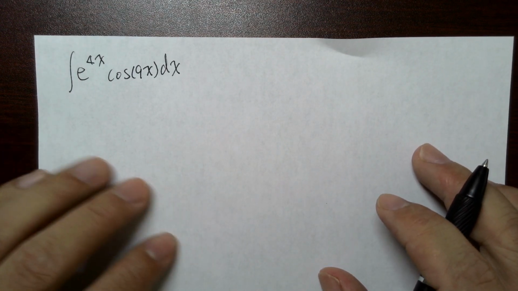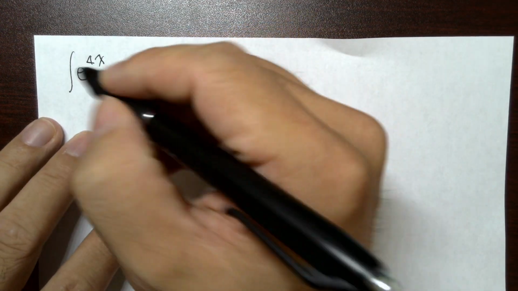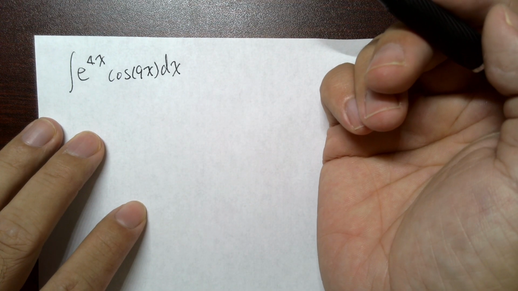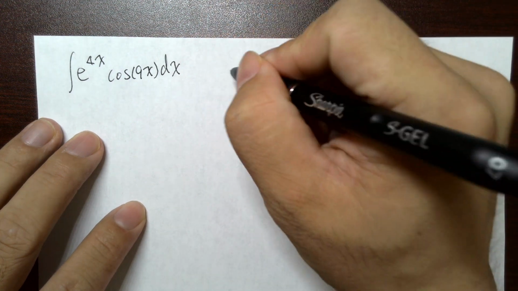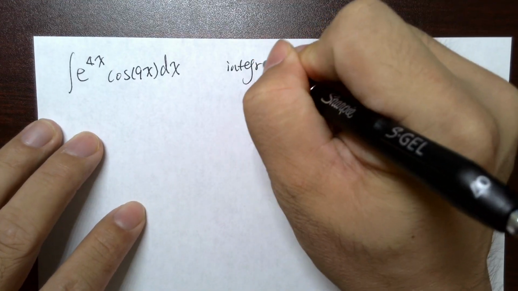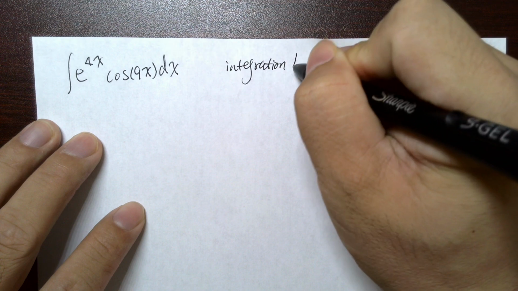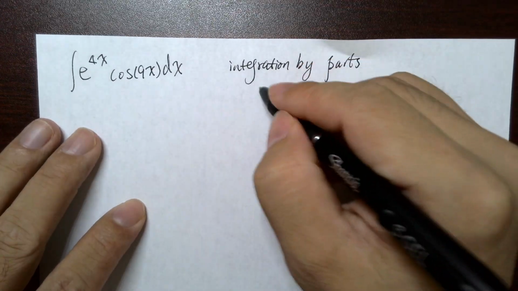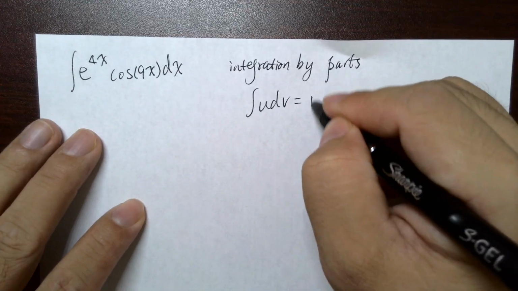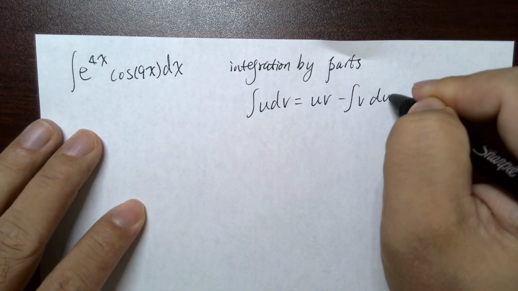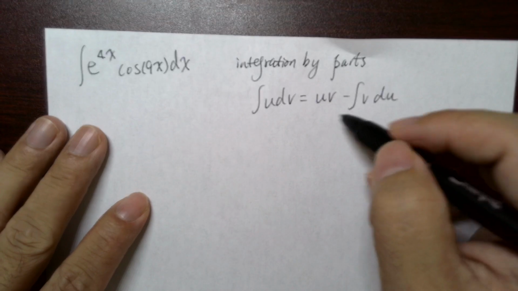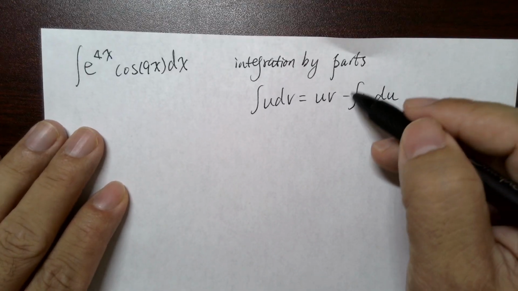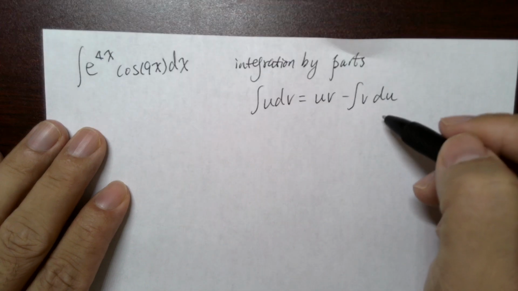Okay, so look at this one, e to the power of 4x times cosine of 9x. To solve this problem, we're going to use the integration by parts, which simply is the integral of u dv equals uv minus the integral of v du.